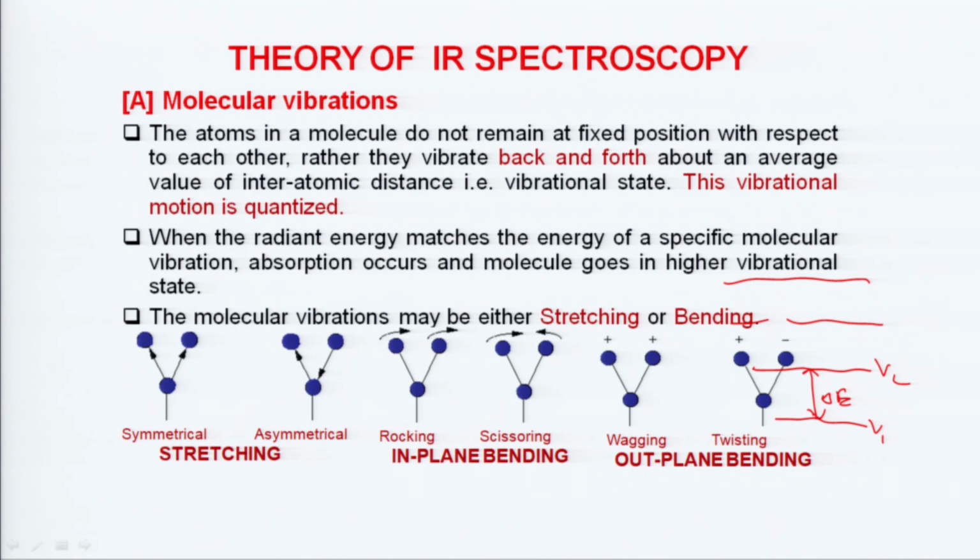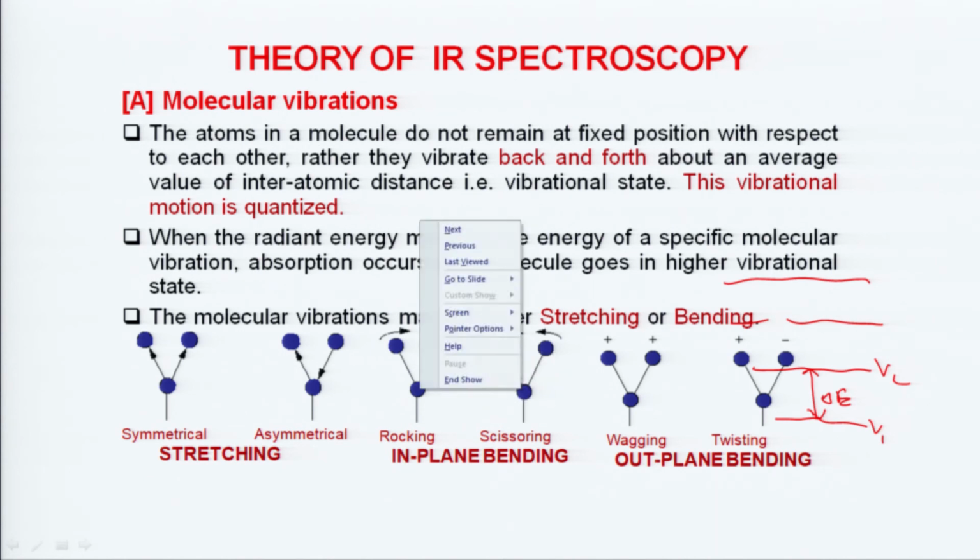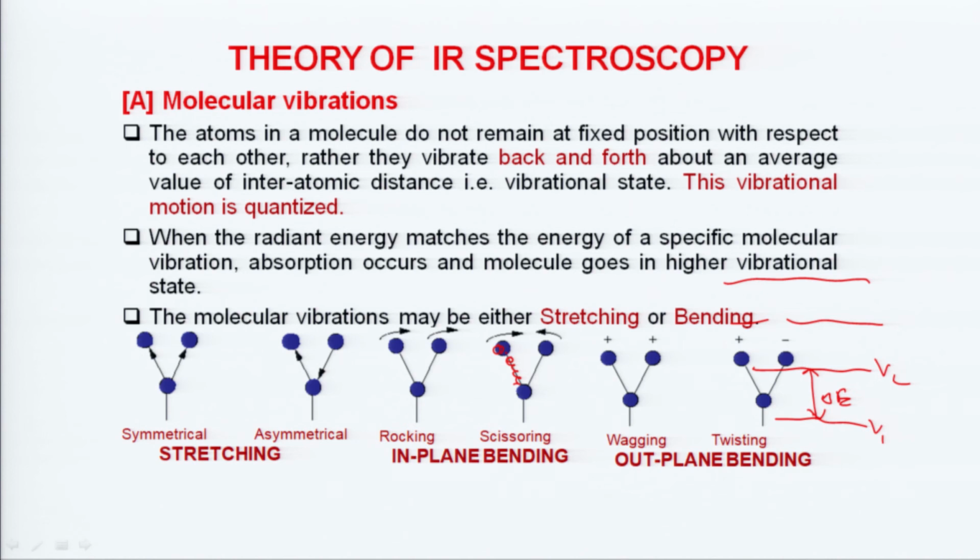So, how can we classify these molecular vibrations? These molecular vibrations may further be classified as stretching vibration or bending vibration. Let us assume that a bond is just a spring. This bond is just a spring attached to these two balls. These two balls are atoms, and that is a spring. So, the spring is vibrating.